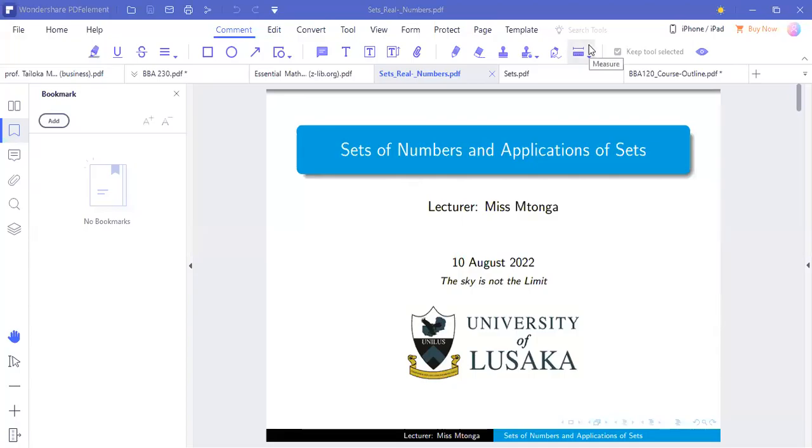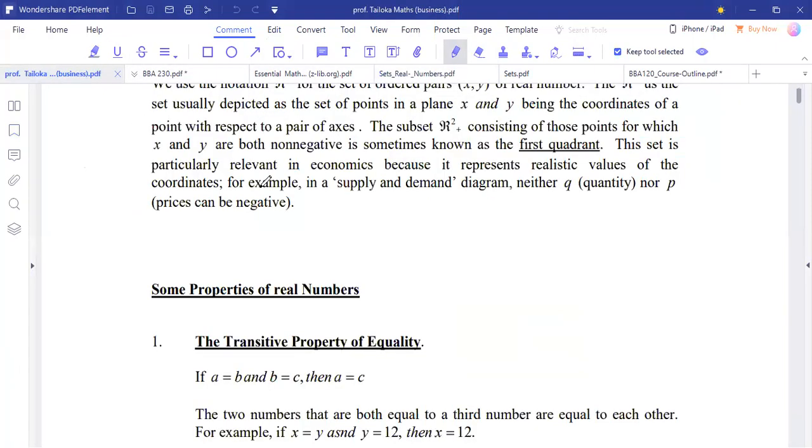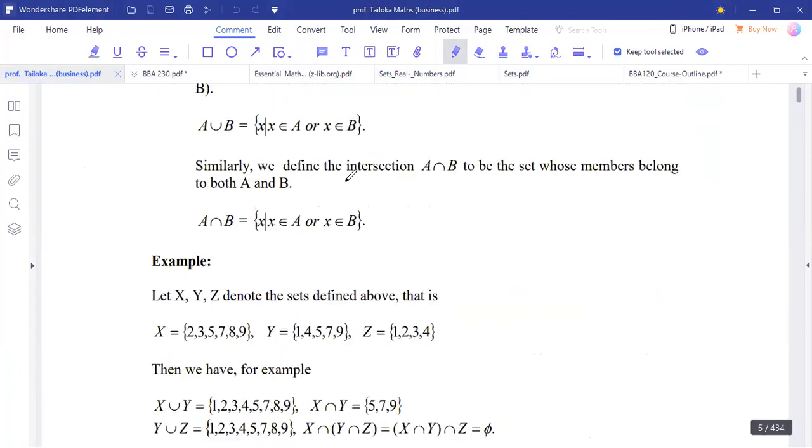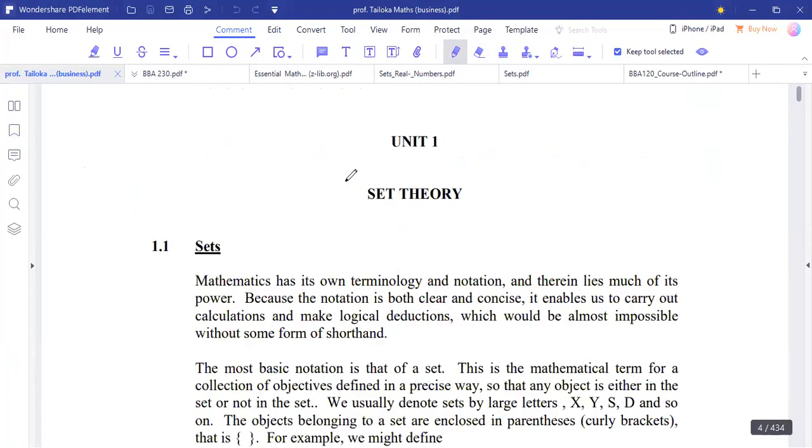Okay. So we are now looking at set theory. In set theory, there can be a mathematical definition of a set. Of course, under set theory we can use a number of terminologies, but mathematically it has its own terminology and notation, and therein lies much of its power. So a set is just a collection of items or events.